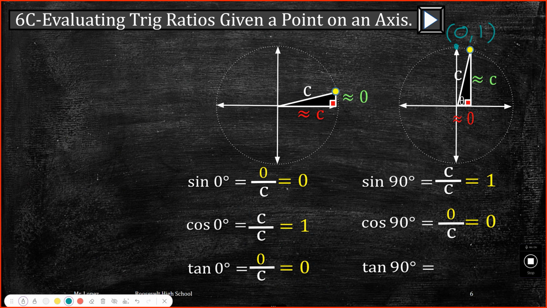0, 1. And what's the definition? What did I tell you tangent was? Tangent of 90 degrees would be y over x, which is going to be what? 1 over 0. And what's 1 divided by 0? You cannot divide by 0. It's undefined. So the answer is undefined.